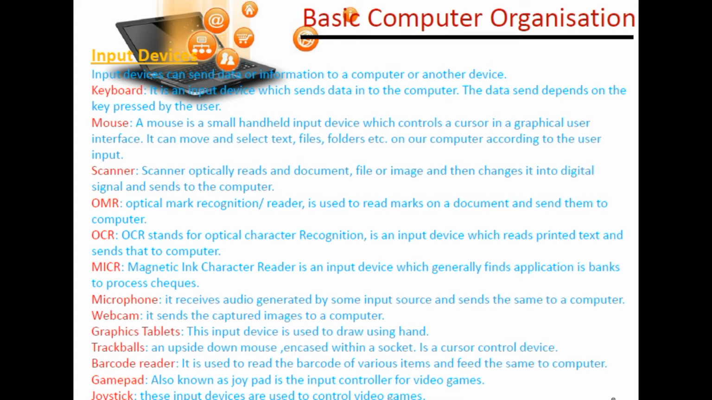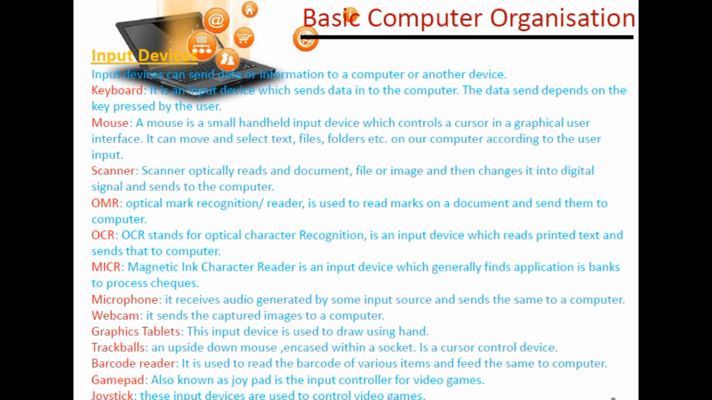OMR, that is optical mark recognition or reader. These are considered as two devices, I mean two functions in the same particular hardware. Optical mark recognition is used to read marks on a document and send them to a computer. For example, if you are filling the OMR sheet of your board examination, OMR is responsible for identifying your answer sheet along with your details like your name, roll number, etc.